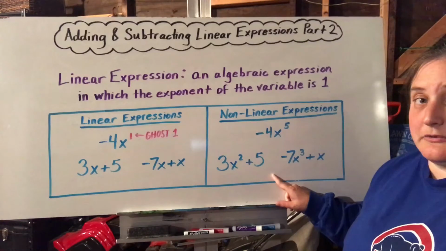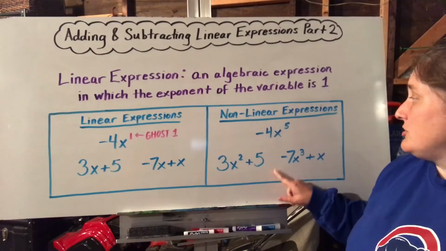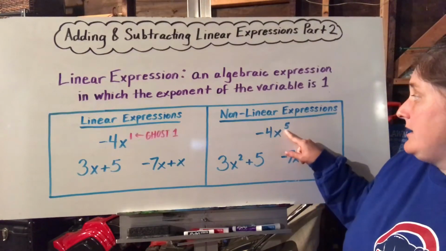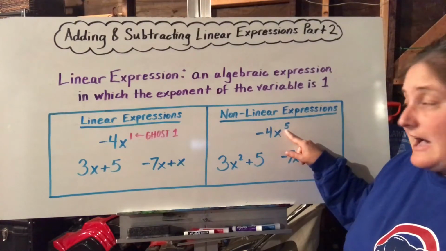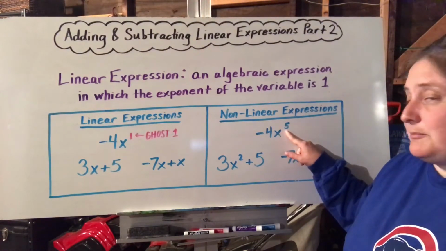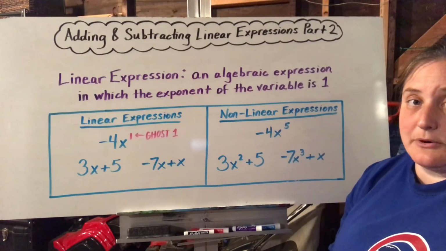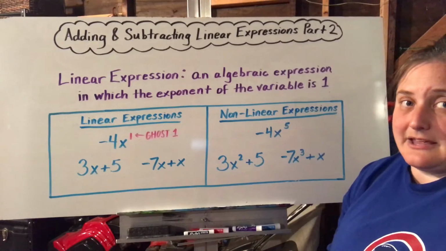A nonlinear expression is any expression that has a variable raised to a power other than 1. So here we have x to the power of 5. So this is a nonlinear expression. Anytime you see a variable in your expression raised to a power other than 1, it is not a linear expression.